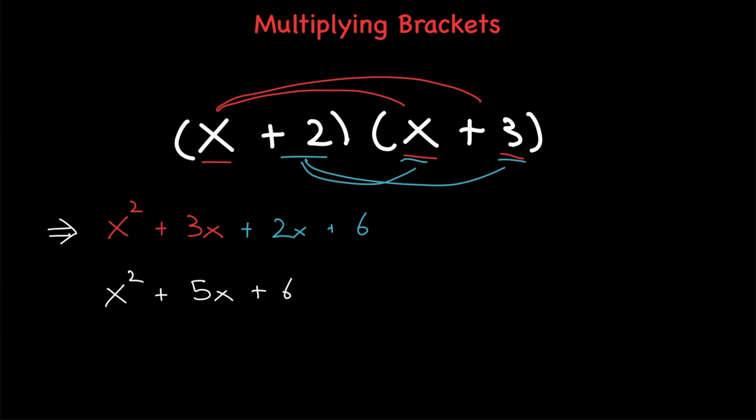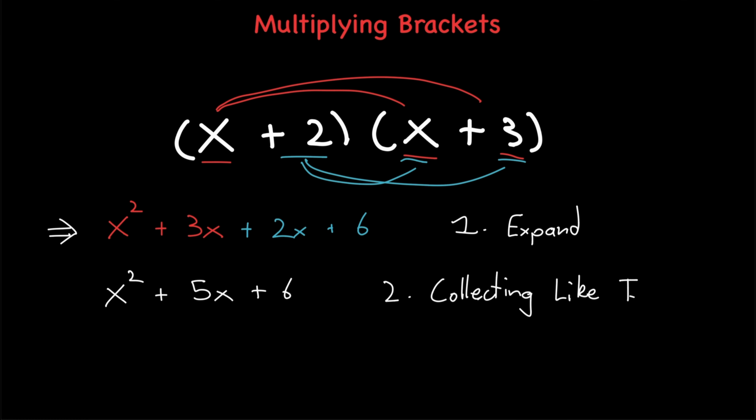plus 6. And so to get to our simplified form of multiplying brackets together, our first step is expanding, and then our second step is collecting like terms. And we apply this same method to any case when we're multiplying two brackets together, regardless of if there are powers or negative signs or larger coefficients. This is the method.